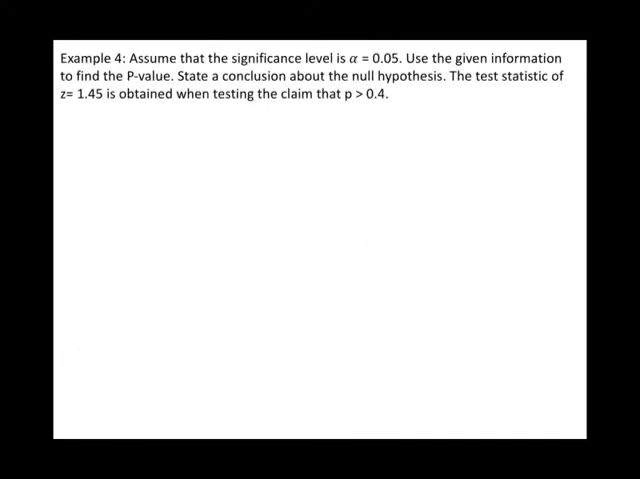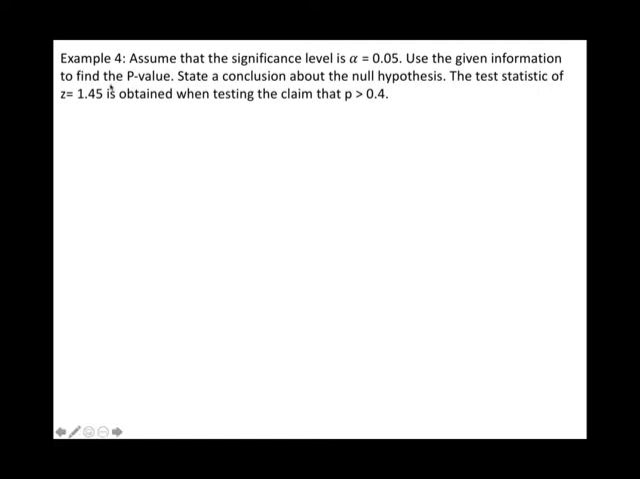Now let's try the example. Assume that the significance level is 0.05. Use the given information to find the p-value. State the conclusion about the null hypothesis. The test statistic of z-score equal to 1.45 is obtained when testing the claim that p is strictly greater than 0.4.